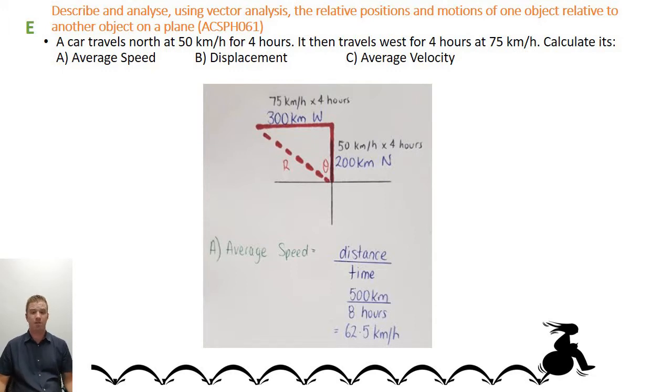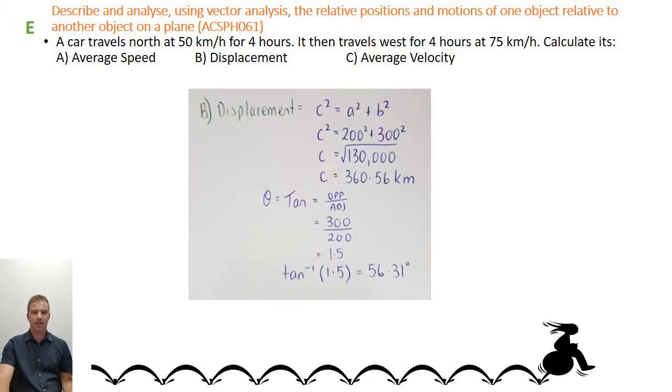Now you can see that I've drawn these vector diagrams. So I've gone 200 kilometers north, which is 50 times 4 hours, and I've gone 300 kilometers west, which is 75 kilometers per hour times 4 hours. Now you can see the resultant there is a dotted line. Okay, so to find average speed, because it's scalar, it's just distance over time, we don't need a direction. So it's just 500 kilometers divided by 8 hours, and it's 62.5 kilometers per hour.